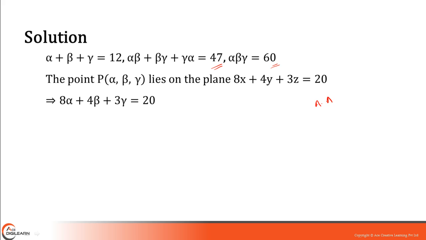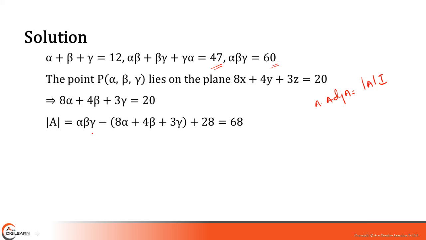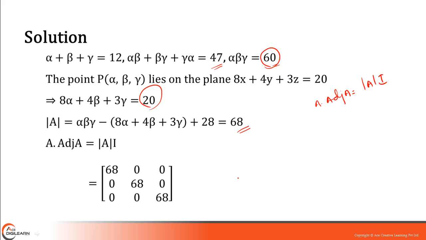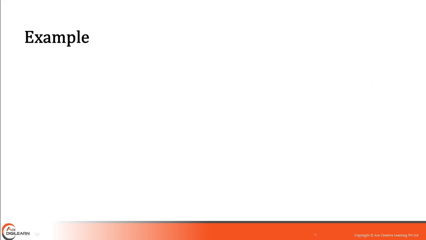We need to find A into adjoint A, and we know the property A into adjoint A is det A into I. So if we get det A, we can write det A into I. So expanding the determinant of the given matrix, we get alpha beta gamma plus 8 alpha plus 4 beta plus 3 gamma plus 28. By substituting the values of alpha beta gamma as 60 and 8 alpha plus 4 beta plus 3 gamma as 20, we get the final determinant value as 68, which by substituting in the property, we get A into adjoint A as 68, 0, 0, 0, 68, 0, 0, 0, 68.